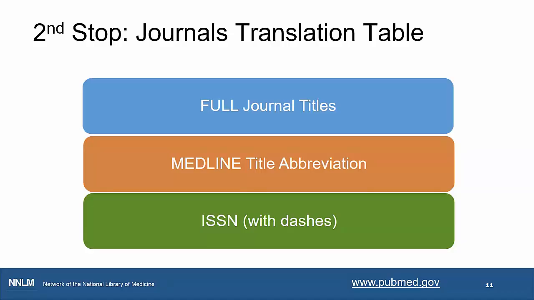PubMed and ATM are programmed to recognize journal titles in 3 different ways: the full journal title, the MEDLINE title abbreviation, and the ISSN with dashes. This is the answer to number 3 on your handout. If you just enter a piece of a journal title, PubMed will usually not find a match in the journal translation table. So for best results, enter a journal title in one of these 3 ways. We are going to go right back into PubMed now and do a little journal searching.